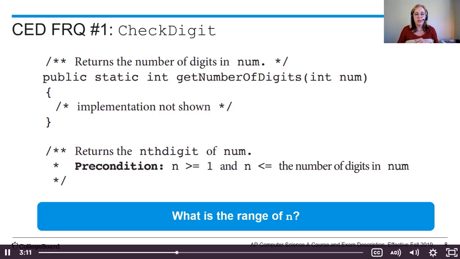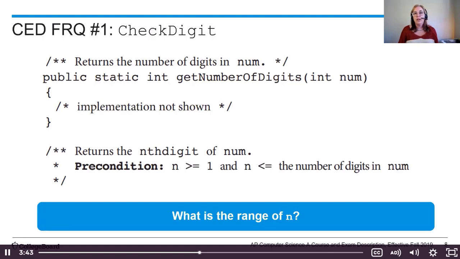Returning the nth digit of num is the point of this method. That's the goal of the method, and you might be writing this method in the problem. I can't remember the whole problem. I would like for you to look at it in the course and exam description. The precondition is that n, the variable n, has a particular Boolean range. So I want to pause for just a second and let you read that and answer the question I have at the bottom. What is the range of n?